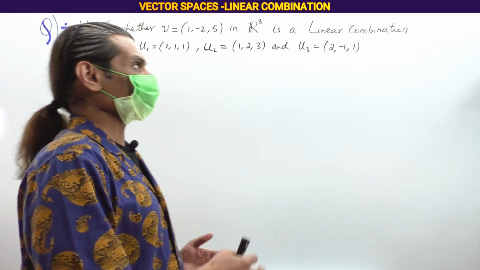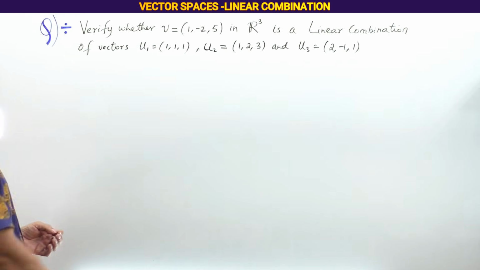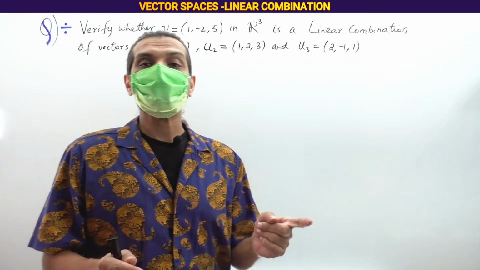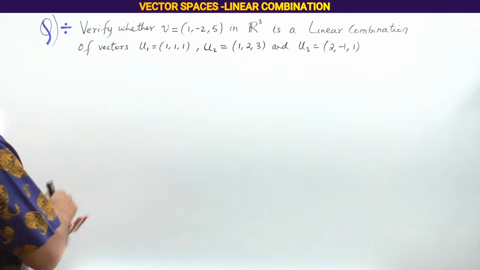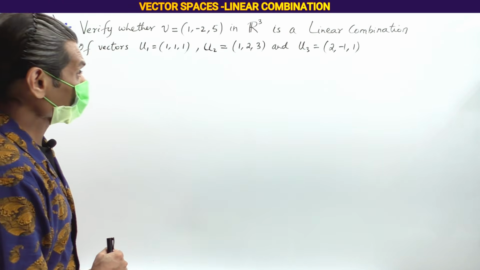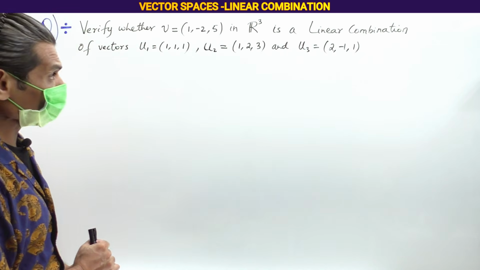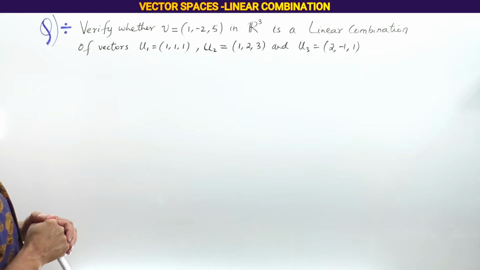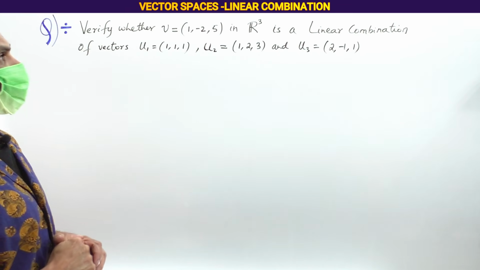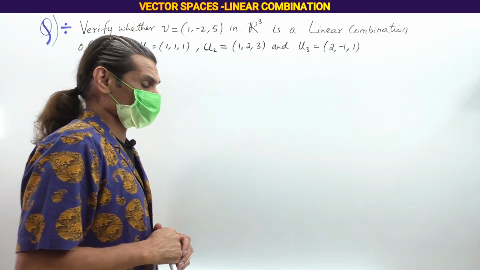Let's solve this problem on vector spaces. This problem has been discussed in the model question paper of the VTU 2025 scheme. It says, verify whether V = (1, -2, 5) in R³ is a linear combination of the vectors U1 = (1, 1, 1), U2 = (1, 2, 3) and U3 = (2, -1, 1).